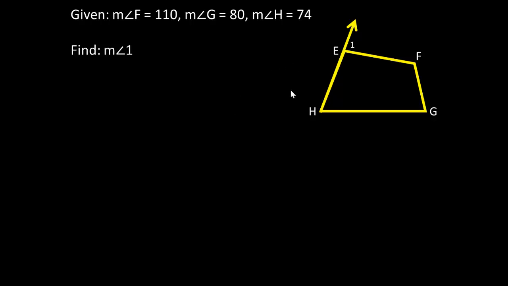Next, we're going to have to use our other formula. Now, we're not going to use the diagonal one for this, but we will use it another time. So, measure of angle F equals 110. Measure of angle G equals 80. Measure of angle H equals 74. Okay, but keep in mind, you've got to pay attention to what they're asking for. They're asking for the measure of angle 1, which is an exterior angle, not an interior one. So what we need to do first is find the measure of HEF.